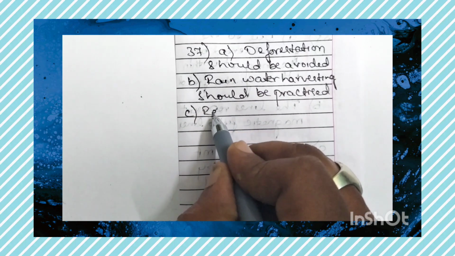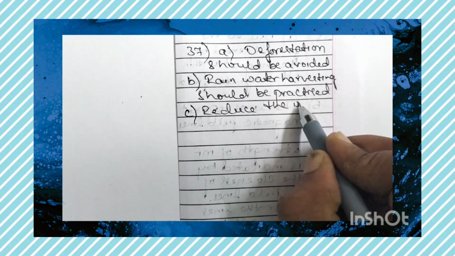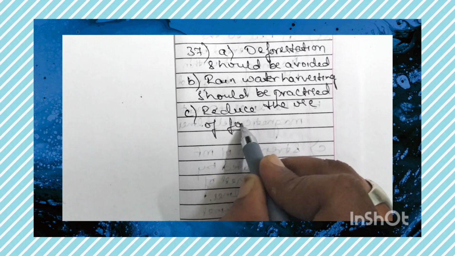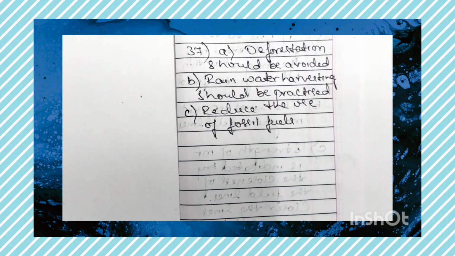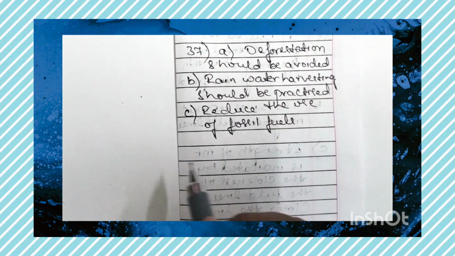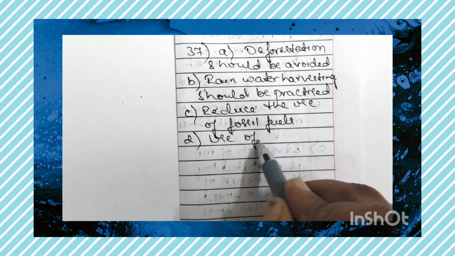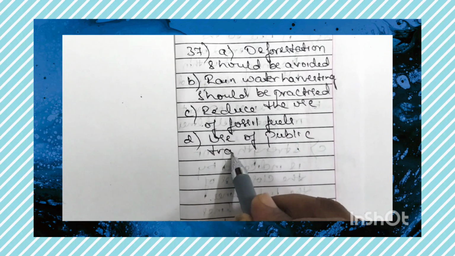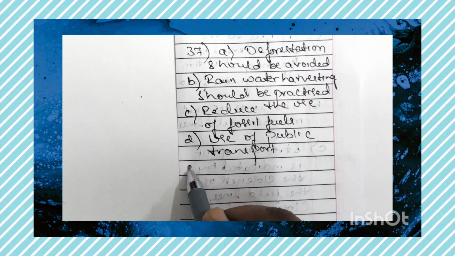Then reduce the use of fossil fuels. So adashtu we have to reduce the use of fossil fuels. Then use of public transport. So use of public transport na ಹೆಚ್ಚು ಯೂಸ್ ಮಾಡಬೇಕು.